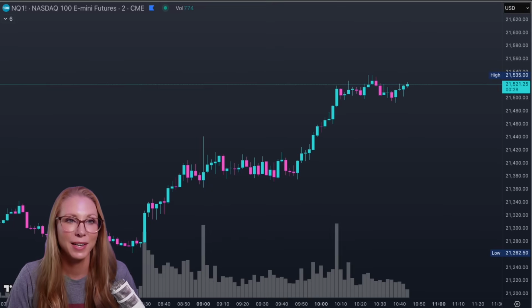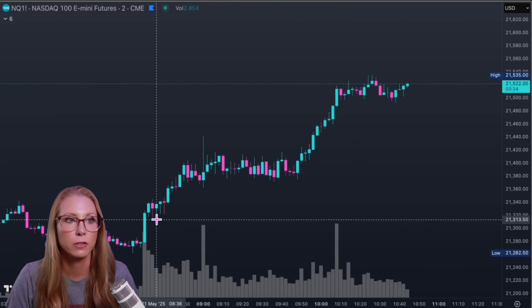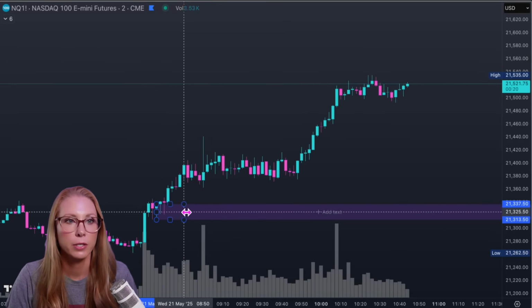Okay, so the easy way to look at anything like this on your chart for free is just to draw a box around the candle. And I have presets on my boxes.